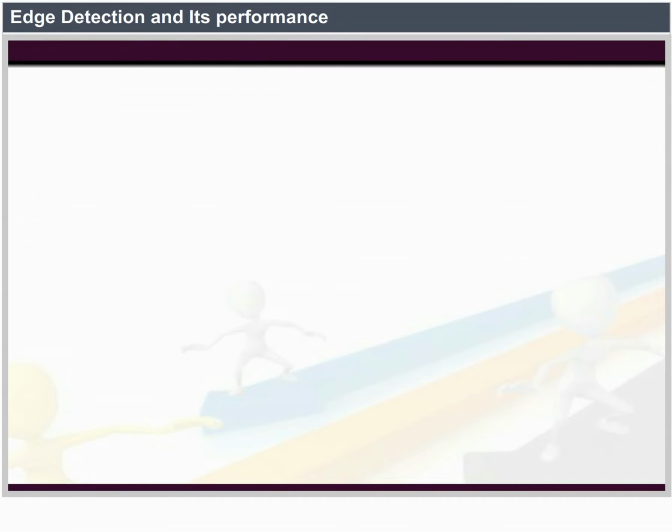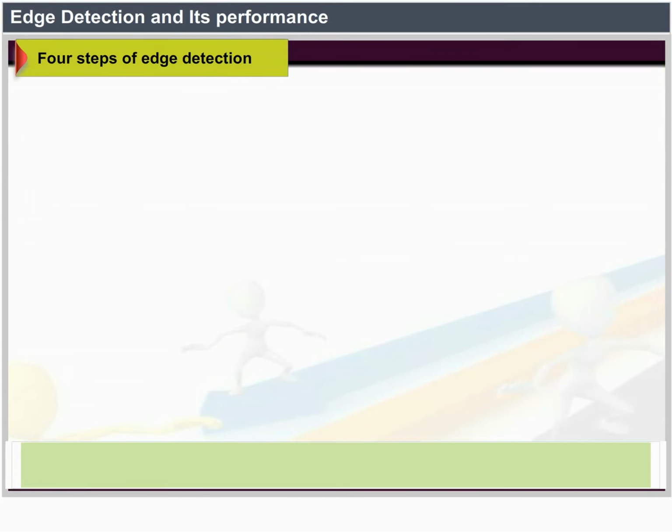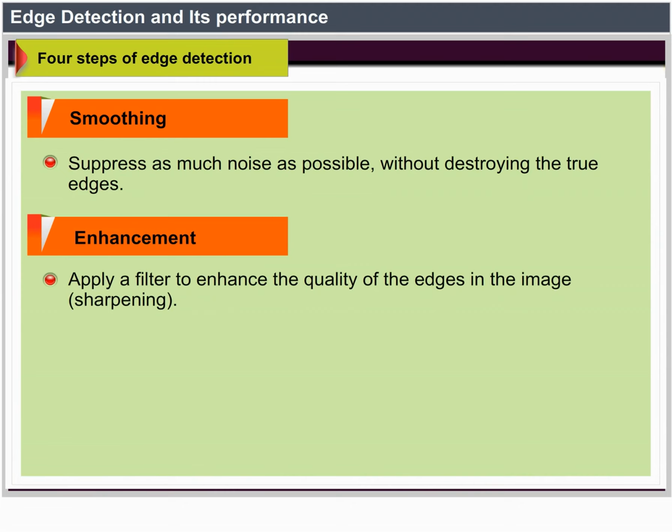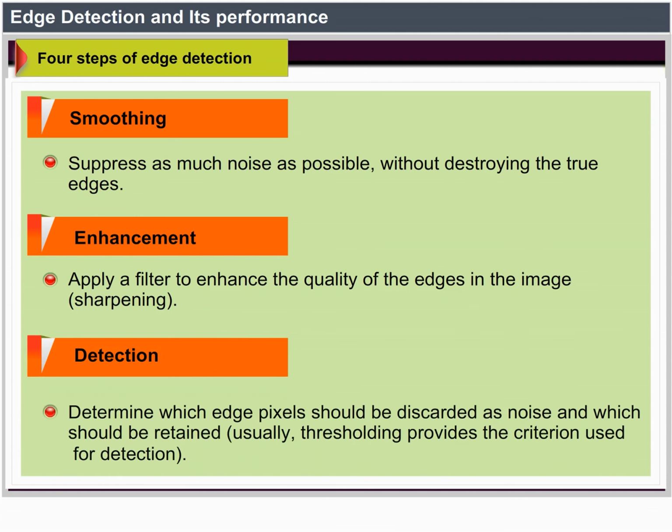4 steps of edge detection. Smoothing: suppress as much noise as possible without destroying the true edges. Enhancement: apply a filter to enhance the quality of the edges in the image. Detection: determine which edge pixels should be discarded as noise and which should be retained. Usually, thresholding provides the criterion used for detection.